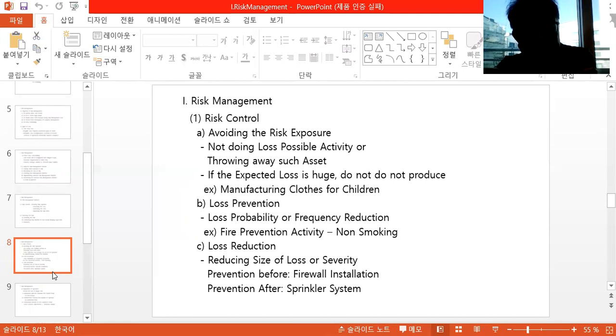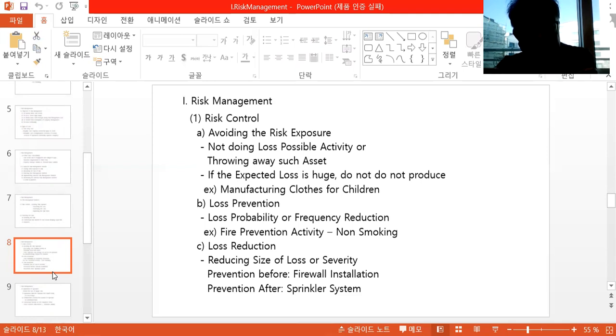Second is loss prevention. You reduce any loss probability or loss frequencies. For example, fire prevention activities. You do not smoke, to prevent a fire from starting.